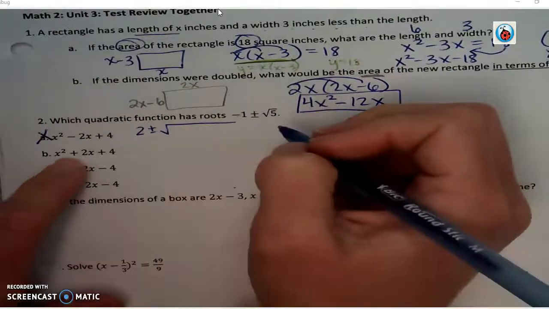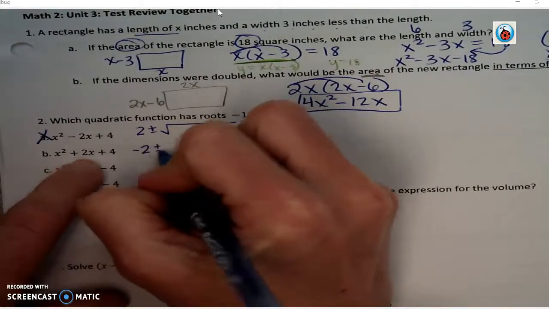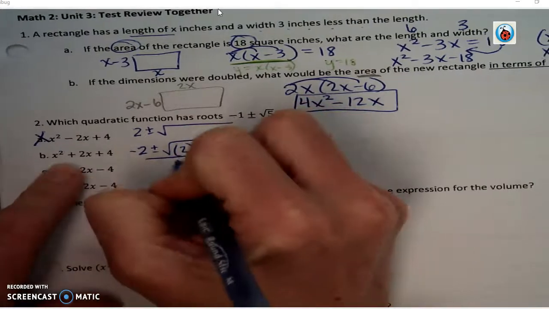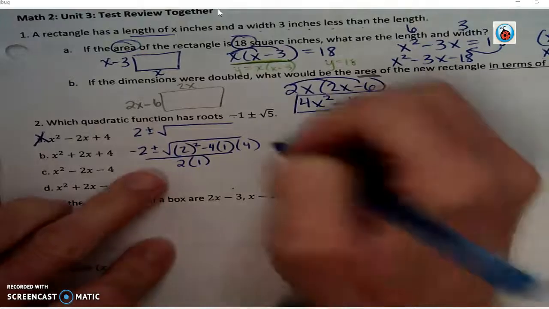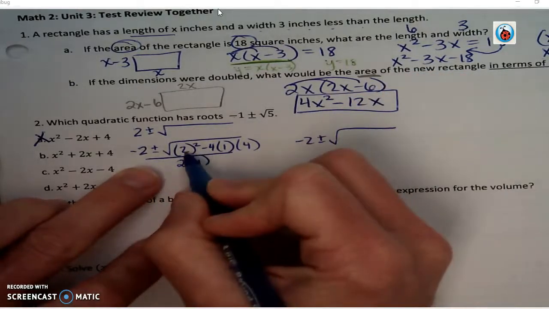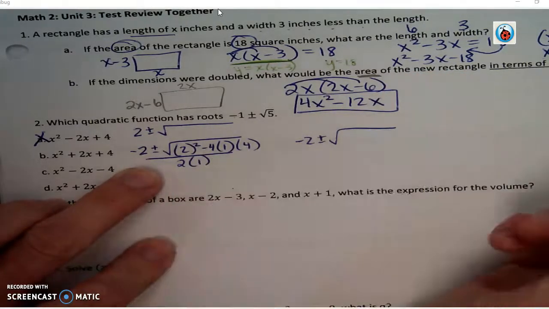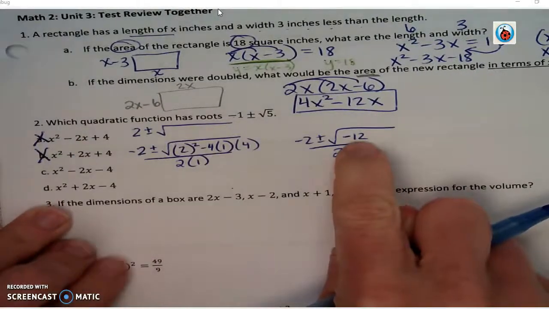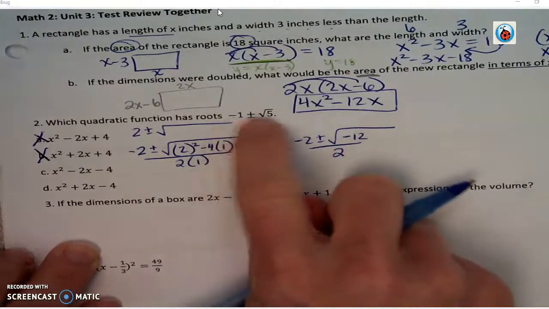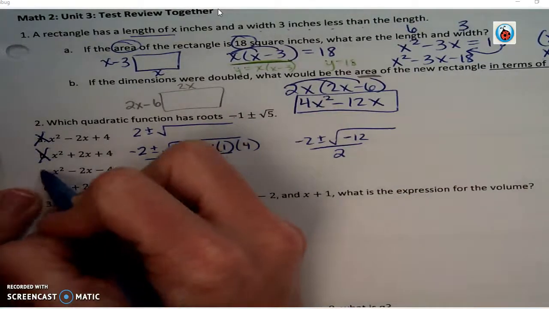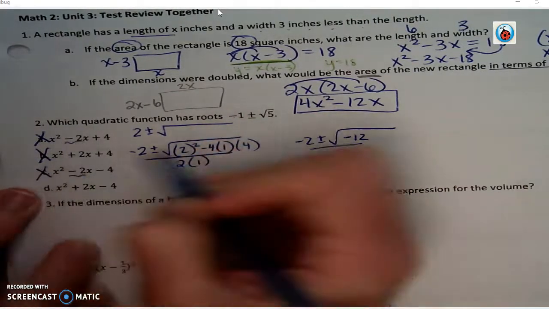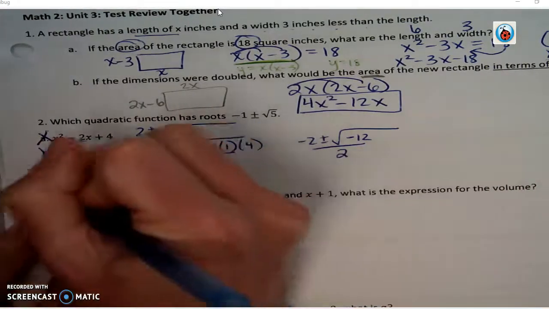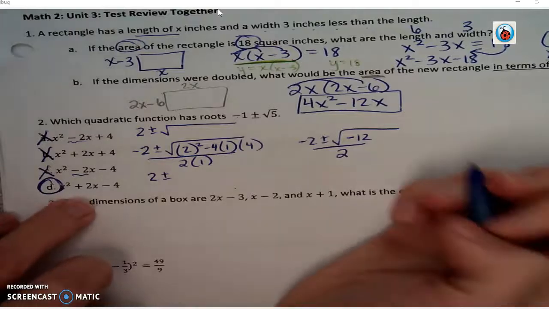B, opposite of b would be negative 2 plus or minus the square root of b squared minus 4ac, all over 2a. So that'd be negative 2 plus or minus the square root of 2 squared, which is 4, minus 16, gives me negative 12, over 2. That cannot be the answer because if there's a negative under the square root, you would pop out an i, and there's no i in there. We know it's not C for the same reason as A. There's a negative 2, so if you did the opposite of that, it'd be 2 plus or minus, which would not reduce to negative 1. So the answer is D.